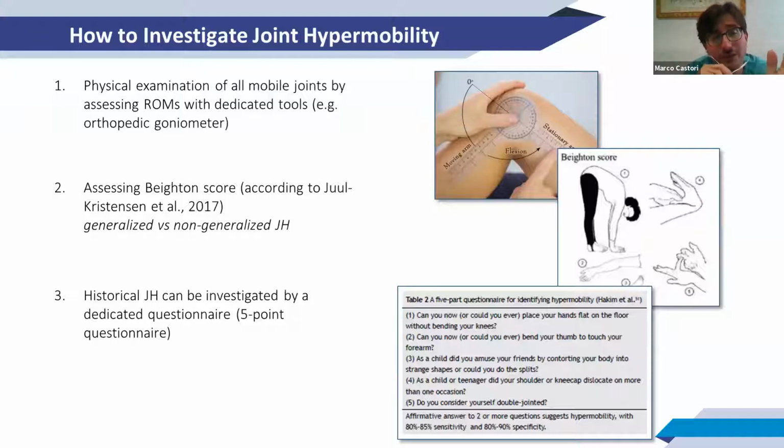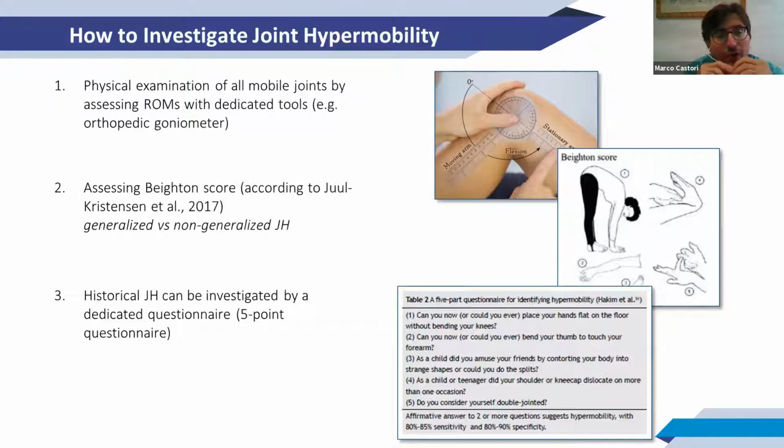Ranges of motion are available for most joints in children and adults. There are also websites that offer you the standards. So it's not so difficult to obtain reference values to be used in your office. At the same time, you need to be familiar with the Beighton score.